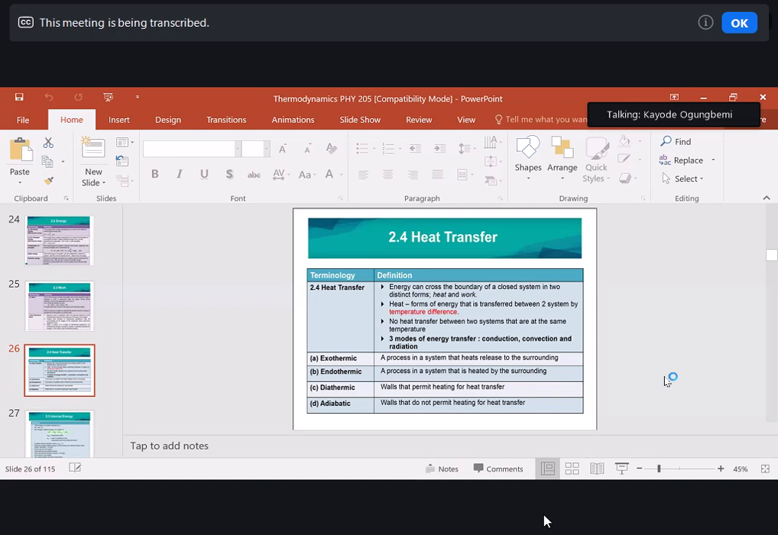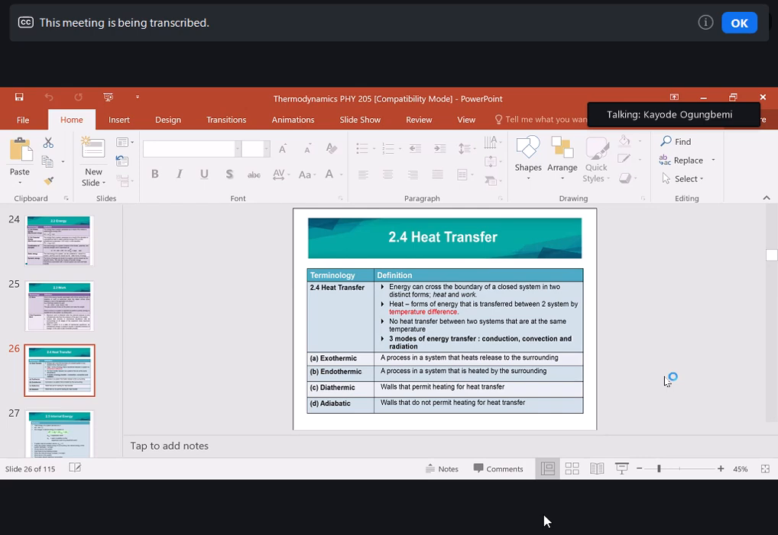Exothermic process is a process whereby heat is released to the surrounding. Exothermic process, don't forget, is a process whereby heat is released to the surrounding. Endothermic process is a process whereby heat is supplied to the system from the surrounding. Yes, a system that absorbs heat is called endothermic.